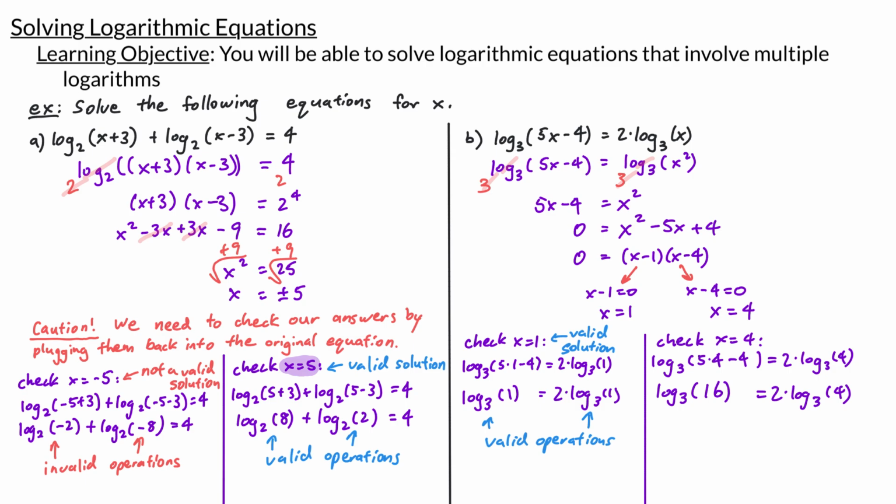Again, all we need to make sure is we can actually take these logarithms. And as long as the numbers inside the logarithms are positive, we're okay. In this case, both of those logarithms are valid operations, which tells me that x equals 4 is a valid solution. So for our equation here in example B, we have two solutions, x equals 1 and x equals 4. Let's work through a couple more of these examples.